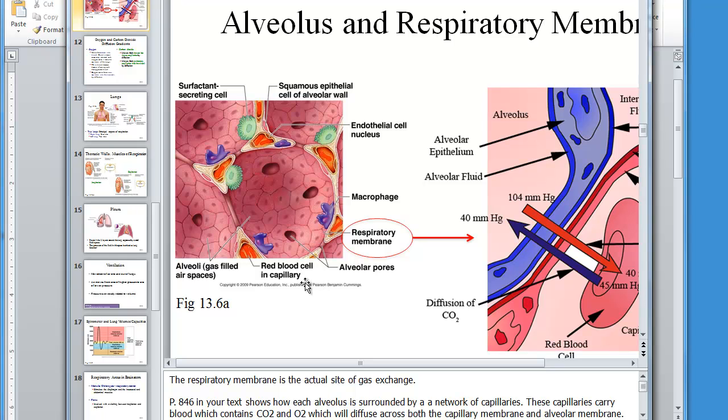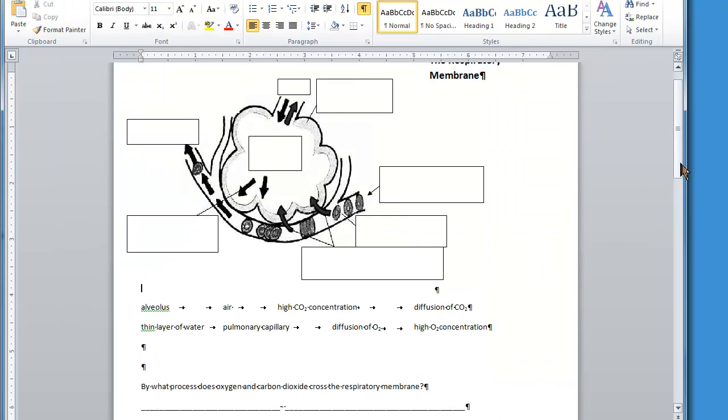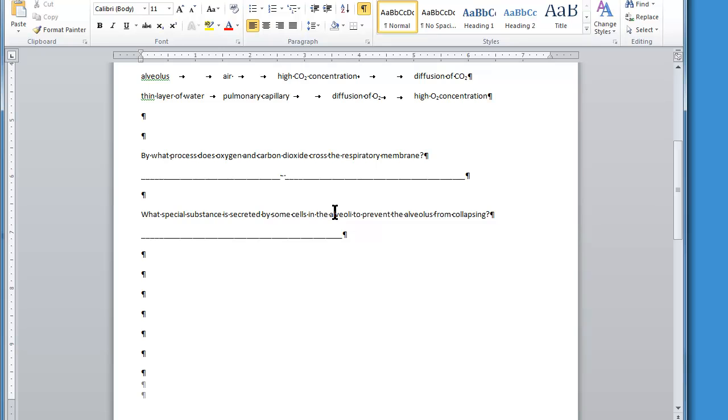Here we can see in this diagram these green cells that we find lining the alveoli. They produce a substance called surfactant, and what surfactant does is it breaks up the cohesiveness and helps to keep the lungs inflated. So in our worksheet here, the next question is, what special substance is secreted by some cells in the alveoli to prevent them from collapsing? That is surfactant.